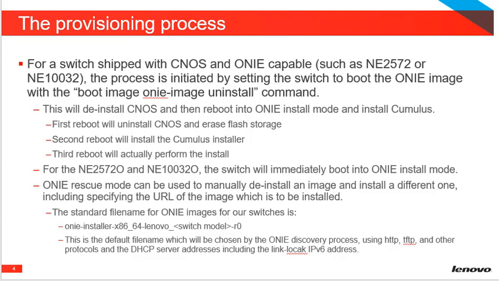To convert a switch back to use CNOS, we can use ONIE rescue mode to manually deinstall the Cumulus image and install any other one using the URL of the image. The standard file name for ONIE images for CNOS on our switches is shown on the slide. And one thing to note about this standard file name is that it has no provision for indicating the release of firmware, so some caution would be called for.